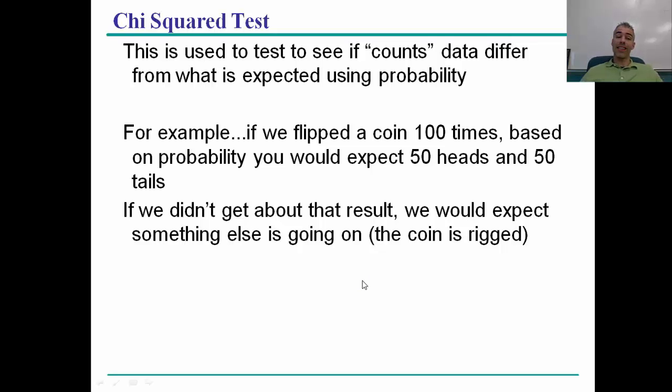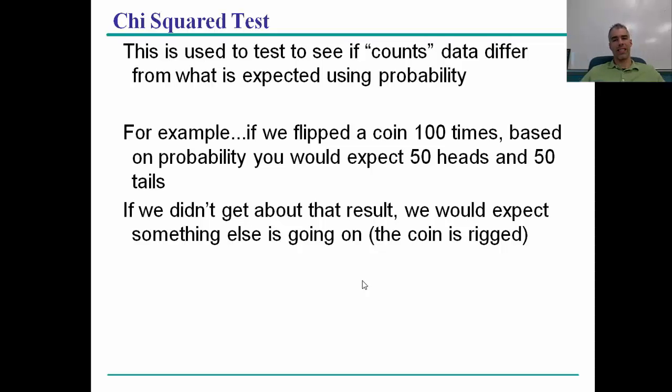All right, this last test is the most important one that you have to know for the AP Biology test. We do it in several different units and use it in different ways. So what the chi-squared test, or goodness of fit test, does is it wants to see if counts data, like number of things, differ from what's expected using probability.